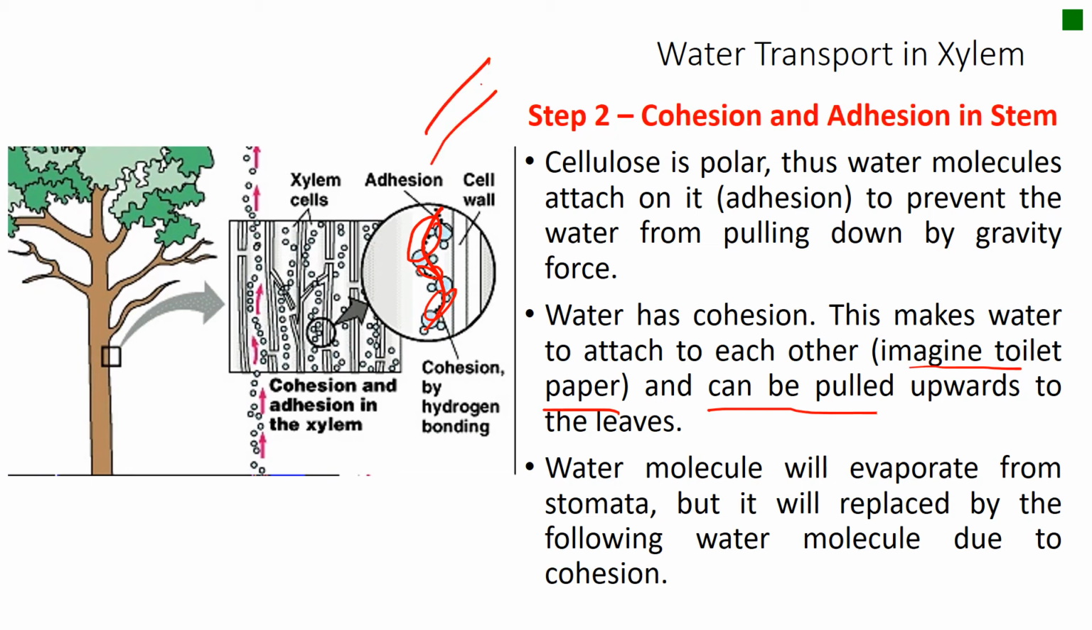Why? Because at the end, on the surface of the leaves, these water molecules that attach to one another will be released, one by one, to the environment or to the air. Now, the water molecule will evaporate from the stomata, but it will be replaced by the following water molecule. So when the first molecule is gone, it will be replaced by the next, and when there is cohesion, it will make the next water molecule be pulled up.